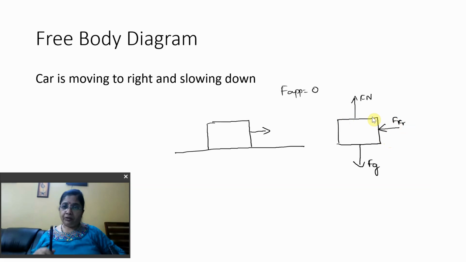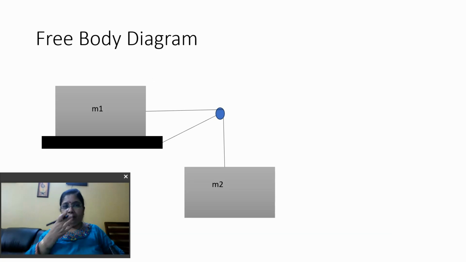Remember, normal force is always perpendicular, frictional force is always parallel. So there's a frictional force which is acting on the car that is slowing down. This is the free body diagram for a car that is slowing down, not for a car that is accelerating. I think you can equate it to those blocks, right?